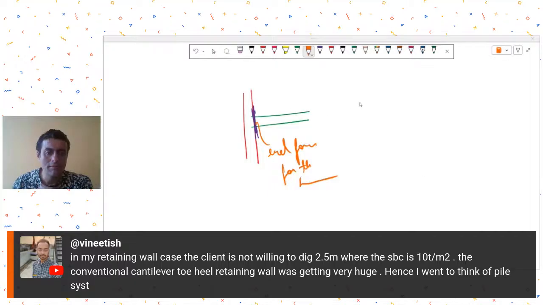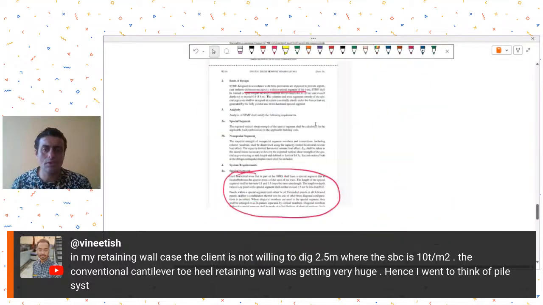Mr. Vinith is saying in my retaining wall case, the client is not willing to dig 2.5 meters, where the SBC is 10 tons per square meter. The conventional cantilever toe heel retaining wall was getting very huge. Hence, I went to think of a pile system. No, no, your pile system is very good. I'm not saying it's not a good system.